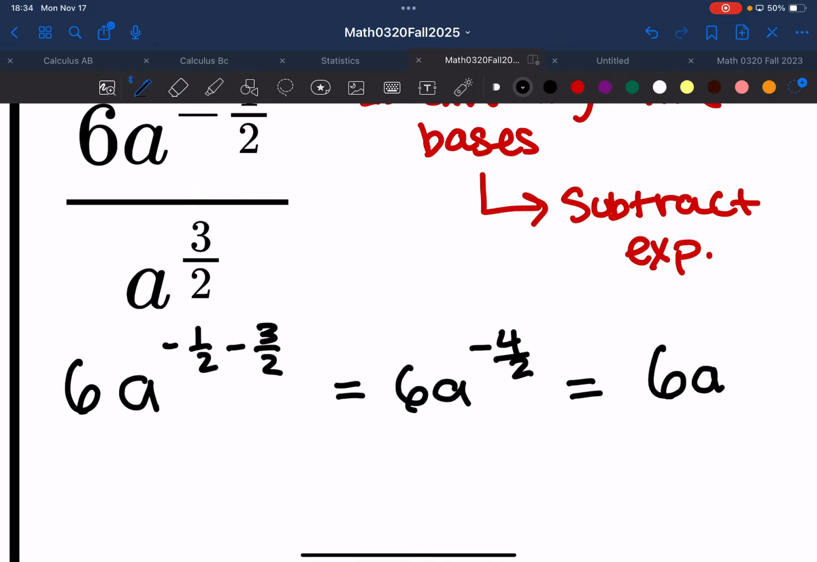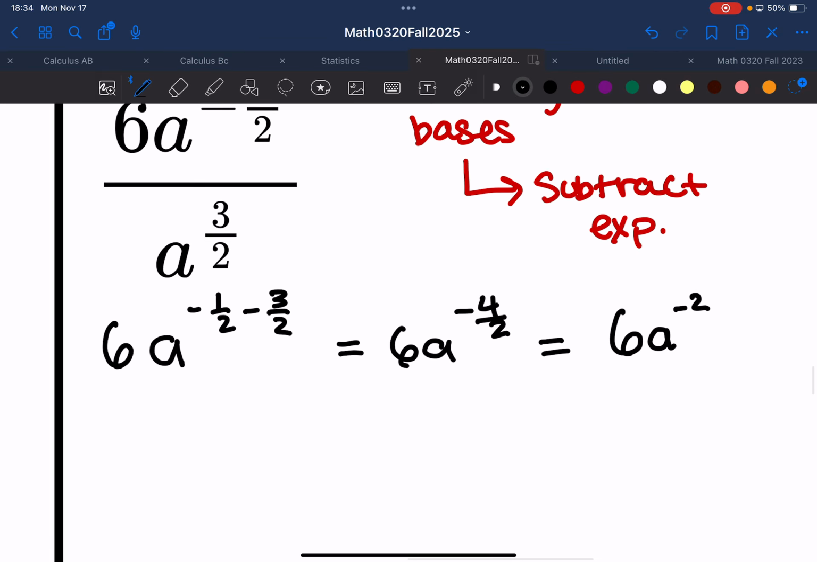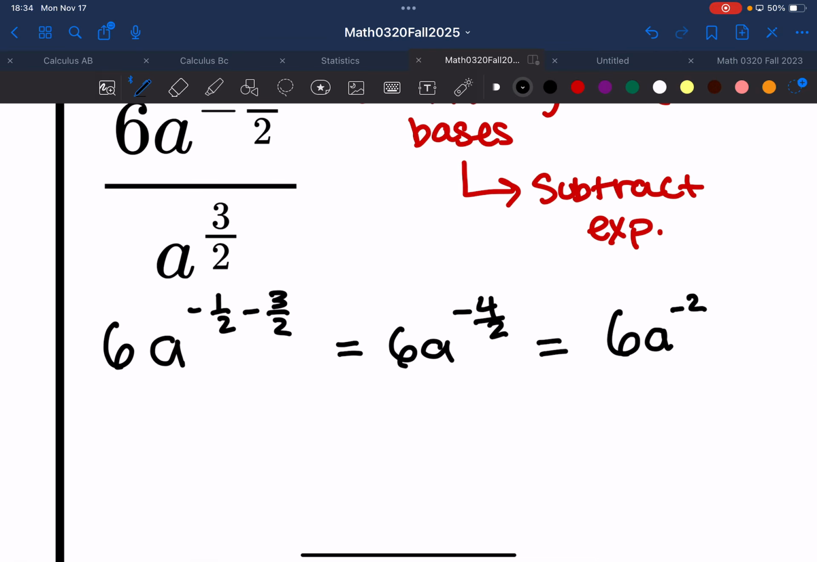So this is 6a to the negative 2 power, but we don't like negative exponents. So what's going to happen? It's going to be a fraction. What's going to come down to the denominator, the 6, the a, or the 6a? Just the a. And where's the 6 going to go? Stay on top. So this is 6 over a squared. That's my answer.